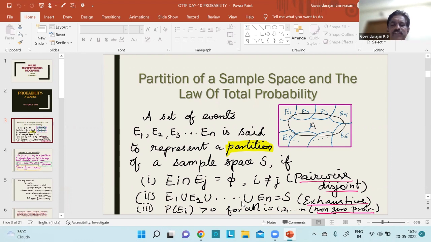If a set of events satisfies these three conditions, we can call it a partition of a sample space. We have to check whether the set of events is a partition of a sample space or not: pairwise disjoint, exhaustive, with a non-zero probability of occurrence. These are the three conditions the set of events in a sample space should satisfy. Then it is called a partition of the sample space. And here the letter A is any event associated with the sample space.